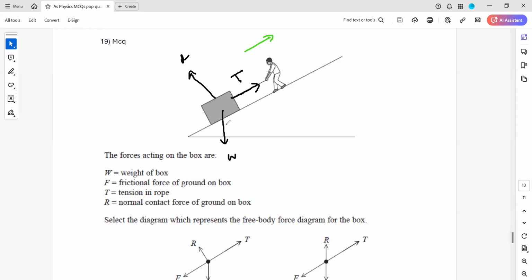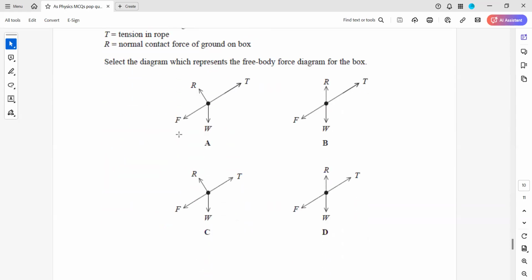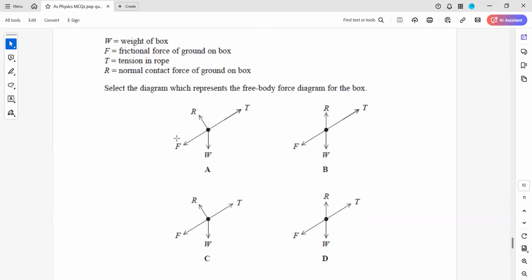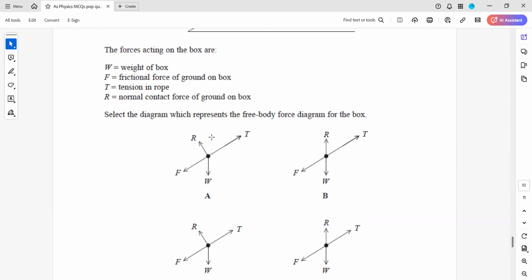What else will be there? The frictional force of the ground. Because they did not mention that this ground is smooth, so frictional force is there. Friction always tries to oppose the motion. So if the motion is toward the right, the direction of the friction is towards the left-hand side. So we have to select the diagram which represents the free body force diagram for the box.